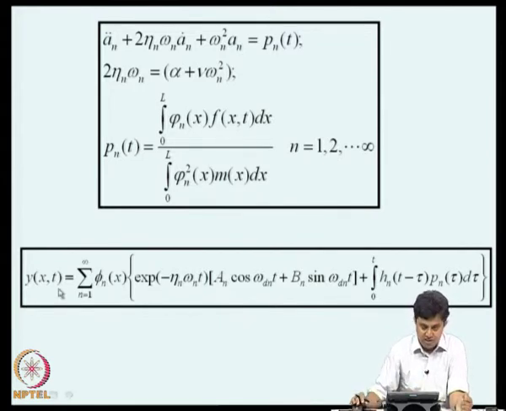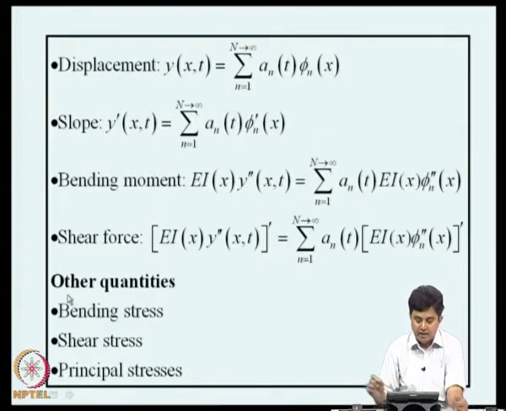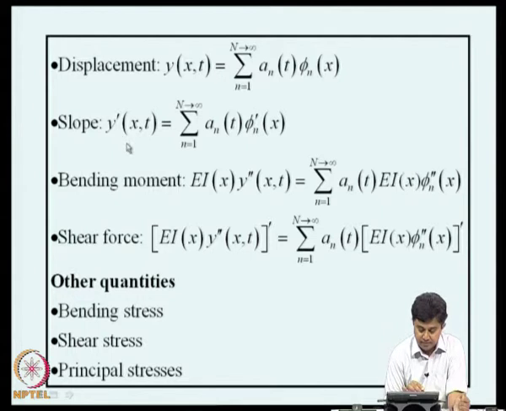Once we find displacement, we could go ahead and evaluate the slope, which is the derivative of y of x comma t. Here we need phi n prime of x, and bending moment, which is E I of x into y double prime x comma t as shown here, and shear force, which is the derivative of the bending moment shown here, and other quantities like bending stress, shear stress, and principal stresses at any point can be eventually evaluated.